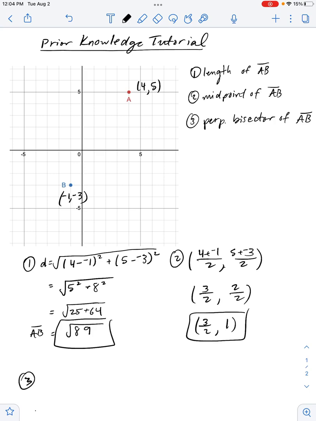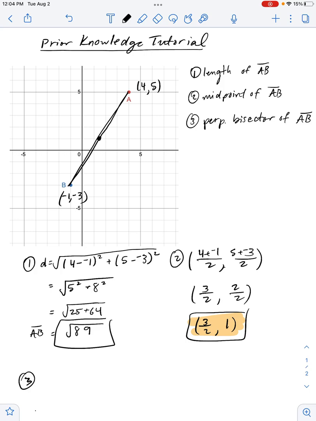And finally, for number 3, we're asked to find the equation of the perpendicular bisector. We need to know a couple of things in order to find the equation of a line. We need at least one point on the line, and we need the slope. Well, we have a point on the line, because we know that midpoint, the midpoint of AB, bisects. So it's not quite exactly drawn, but that would bisect the line. So that's going to be on our perpendicular bisector.